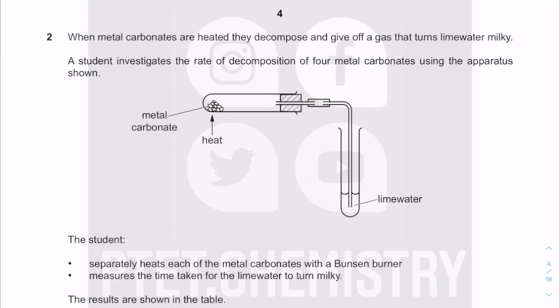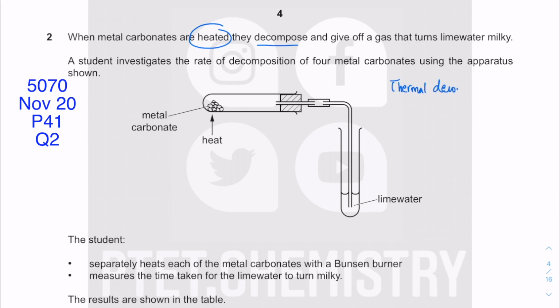Question 2, this is about decomposition of a metal carbonate. So a metal carbonate can decompose when you heat it. This reaction is called thermal decomposition. Occasionally they ask you what is the type of reaction, whether you're doing theory or practical. You should know it's a thermal decomposition reaction.